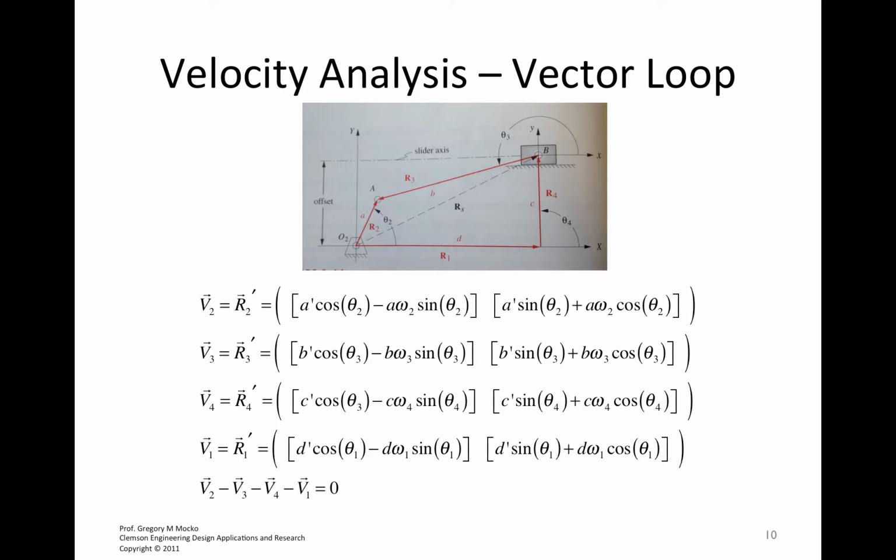So in velocity analysis, we take the similar kinematic diagram as we had before. So we've got R2, R3, R4, and R1. Our vector loop for this is R2 minus R3 minus R4 minus R1 equals 0. We know some things about this slider crank. We know the length of link 2, the length of link 3, and the length of link 4. We know the orientation of link 1, its theta is 0. We know the orientation of link 4, its theta is 90.